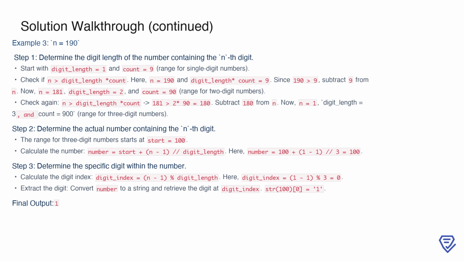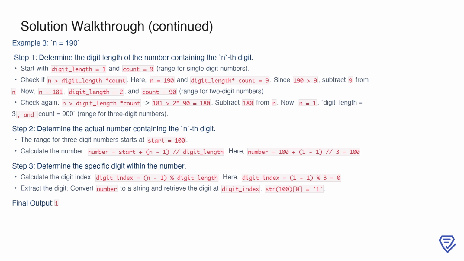Moving to the next range with a digit length of 2 and a count of 90, we calculate the total digits in this range as 2 times 90, or 180. Since 181 is still greater than 180, we subtract 180 from 181, leaving us with 1. Now, the digit length becomes 3, and the count is 900, representing 3-digit numbers.